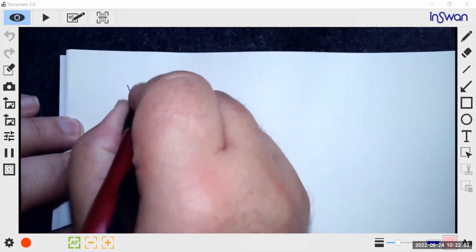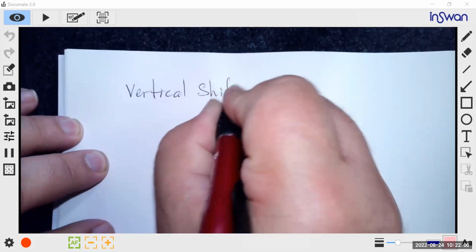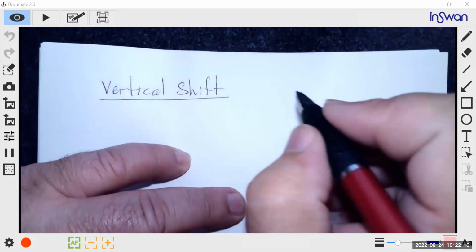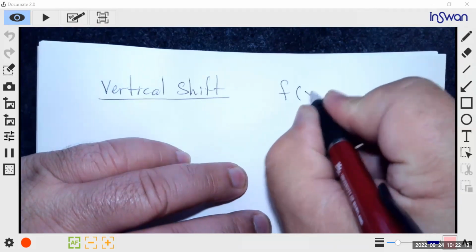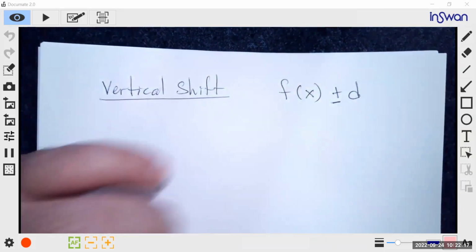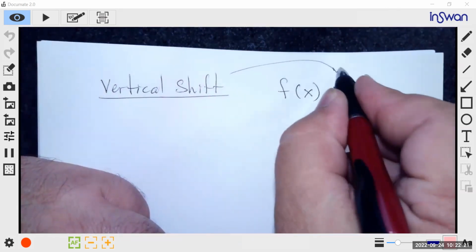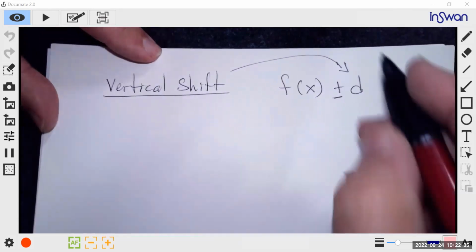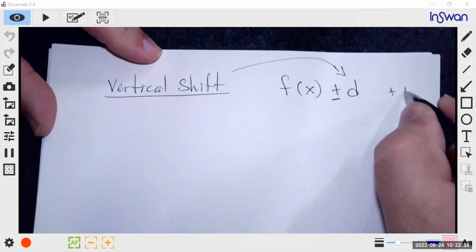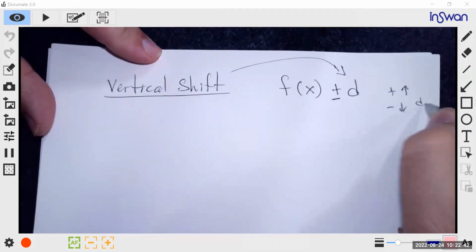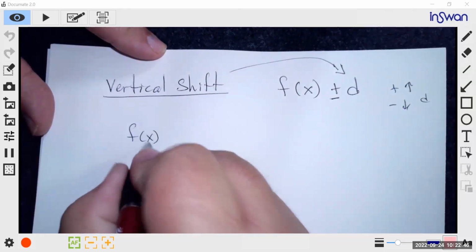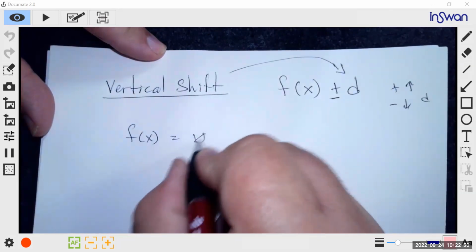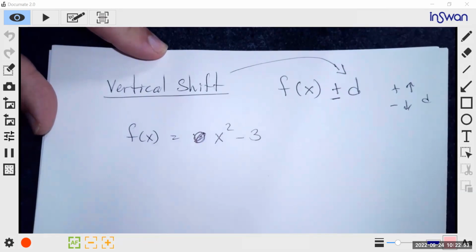Next we have a vertical shift. Vertical shifts happen outside the function. If it's positive, it goes up. If it's negative, it goes down d units. How about that?